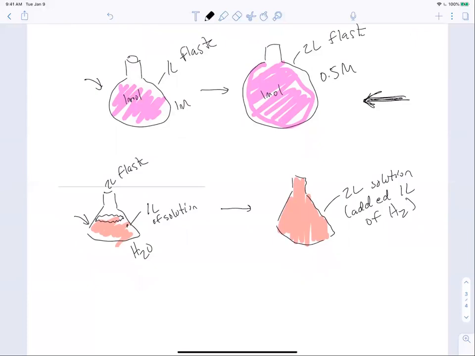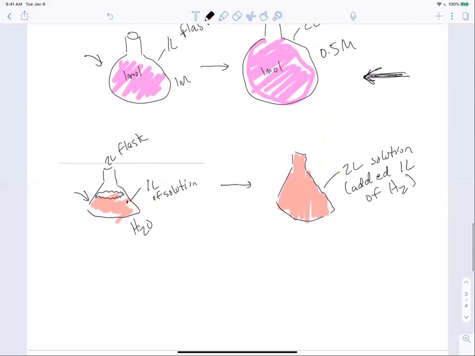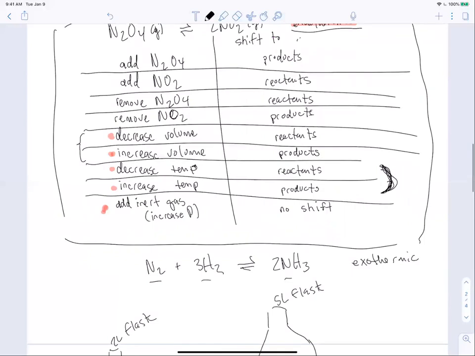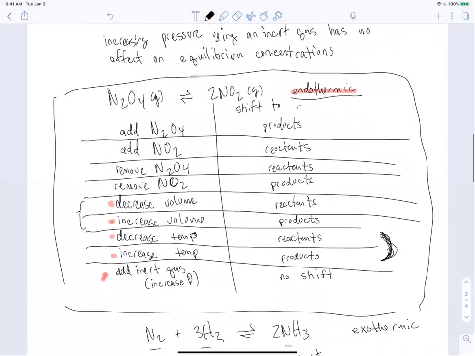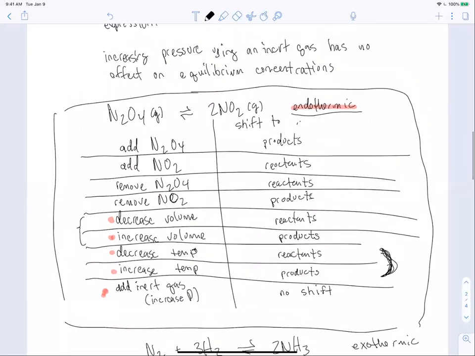Why does it shift to the side with fewer moles with gas? So the question is, if we have a gas, why does it shift to the side with fewer moles? And the reason is, let's see where I can cram this in.